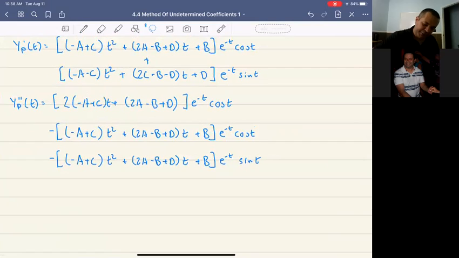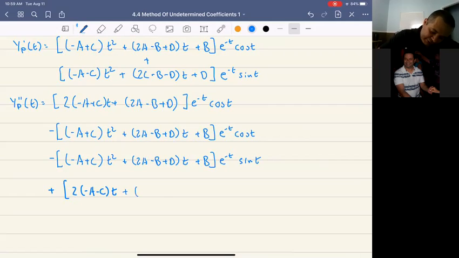Now for the sine part. So I'm going to take the derivative of this piece. So plus 2 minus a minus ct. Change the font there. Plus 2c minus b minus d e to the negative t sine t.